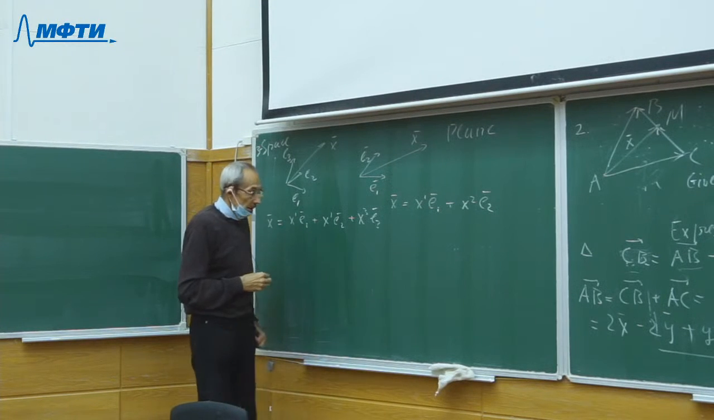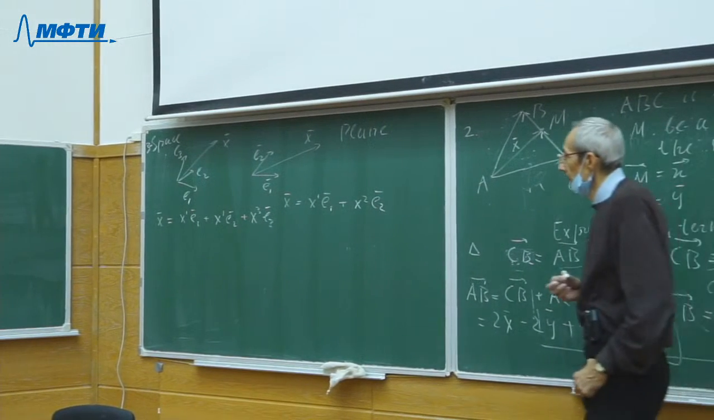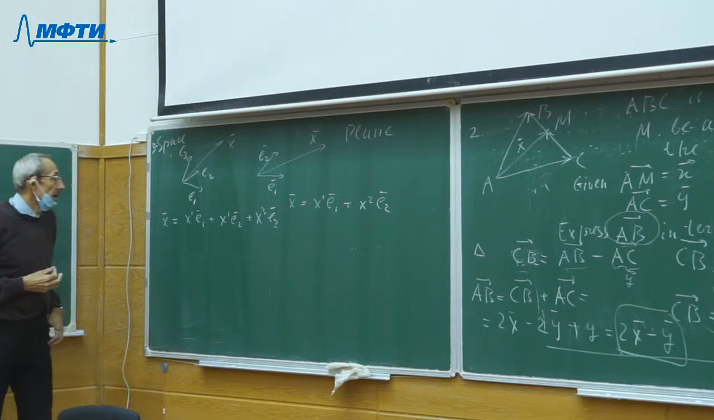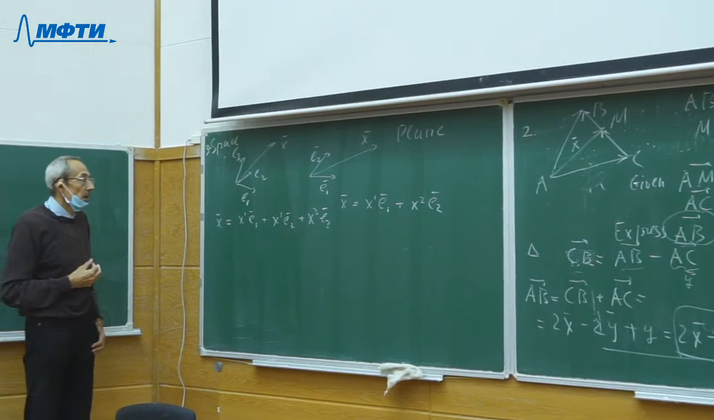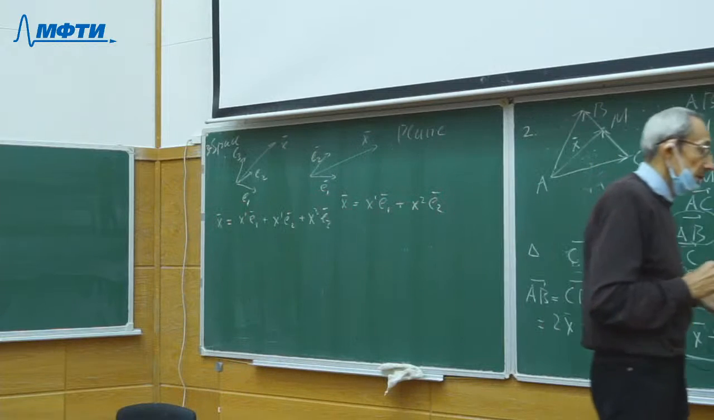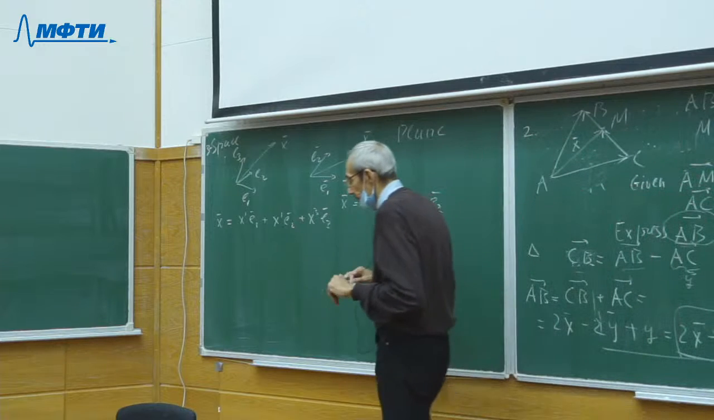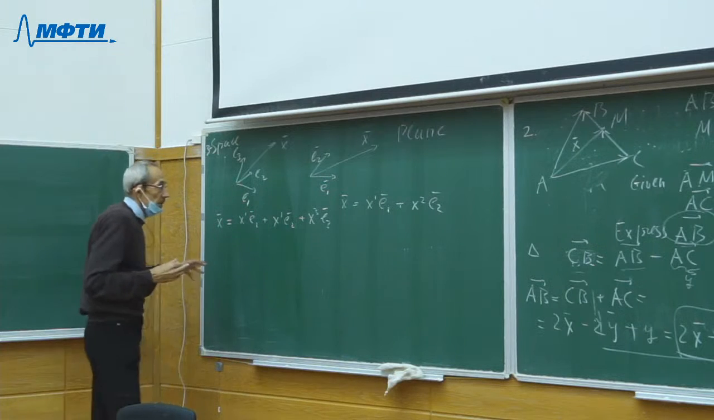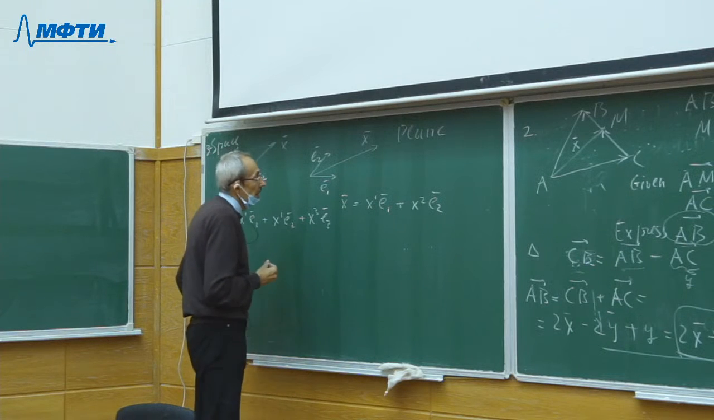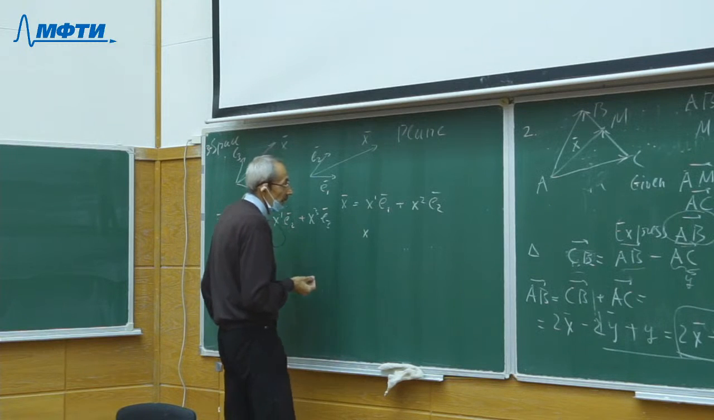And the coordinates are also uniquely defined by the basis. If we fix some basis, we can uniquely define the coordinates of arbitrary vectors in the space or in the plane, and we obtain a correspondence between vectors of the vector space and tuples of numbers.